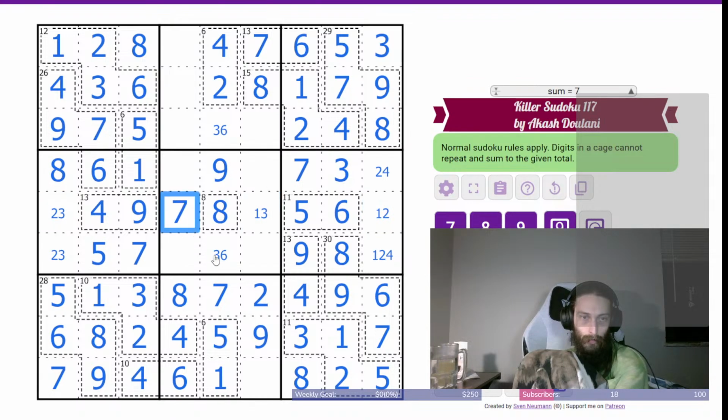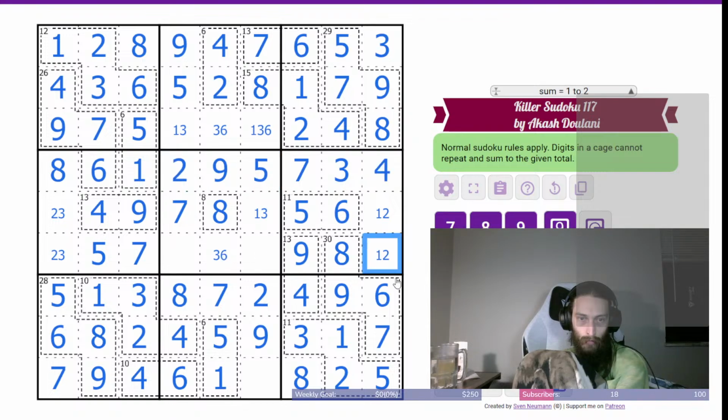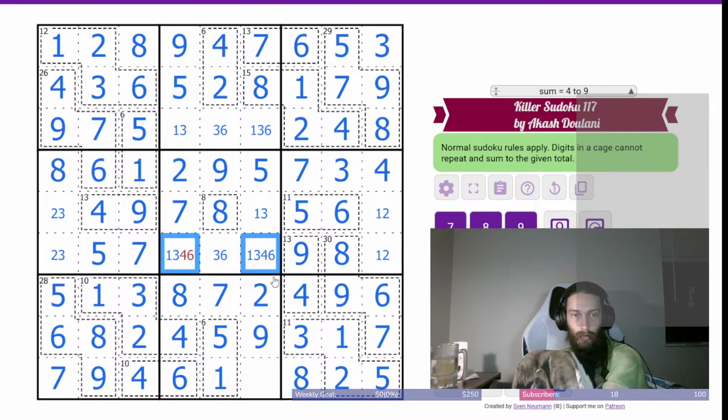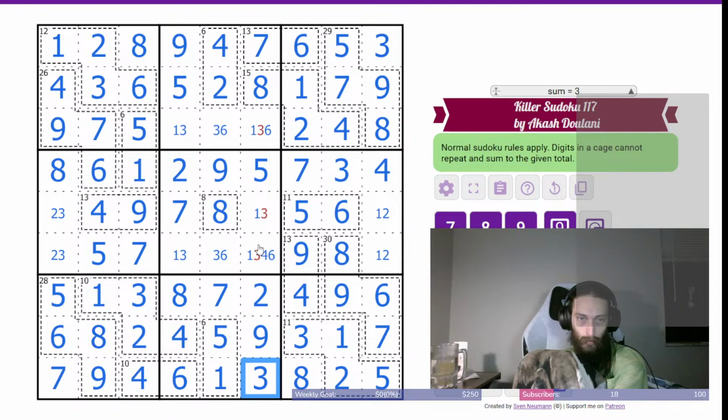One, 2, 3 places 7. This is a 9. This one is a 5. 3, 6, and 1, 6. 2, 4, 4, and 5. 2, 9, 5, 7, 8. This is a 4, 6. This is a 3. Yeah, I was right. Row 6, yeah.